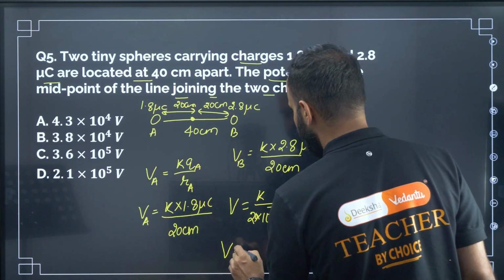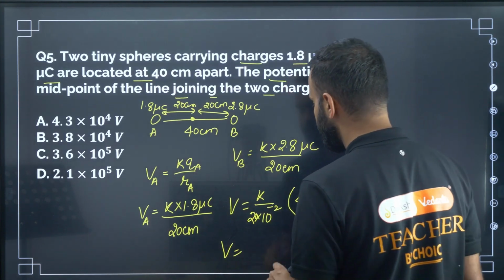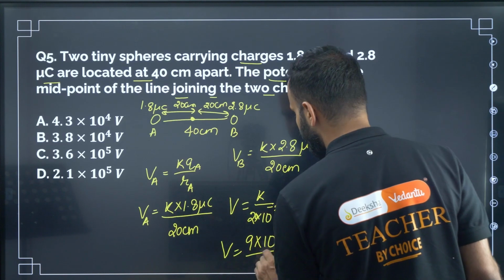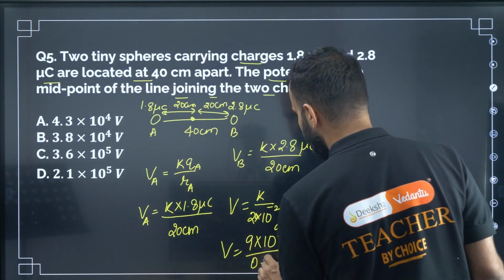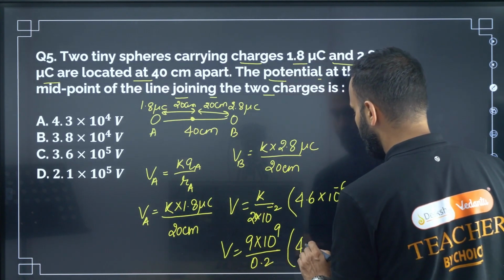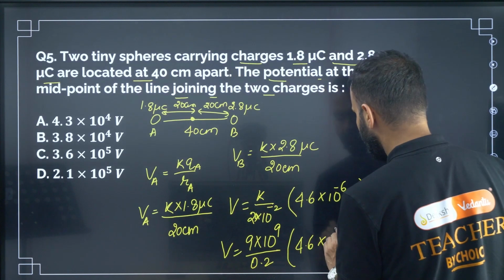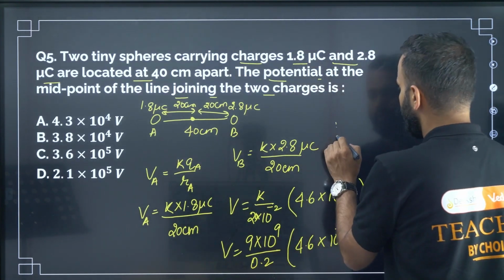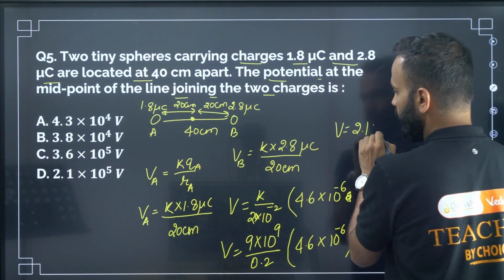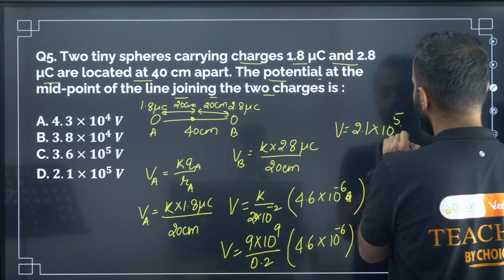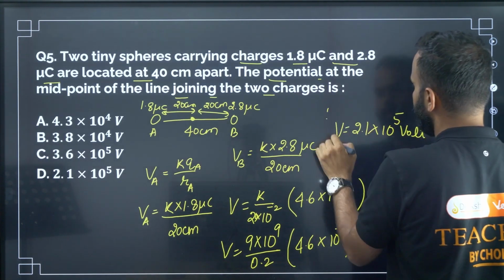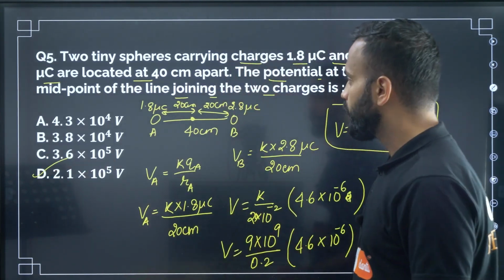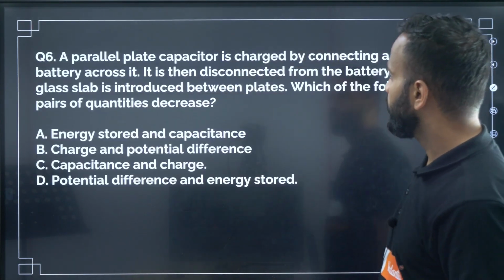Now V is equal to, what is the value of K? K is 9 into 10 to the power 9 divided by 0.2, into 4.6 into 10 to the power minus 6. Now solve this, you will get V equal to 2.1 into 10 to the power 5 volt. Okay, so the correct option is D. Understood? Yeah. Next question. Question number 6.